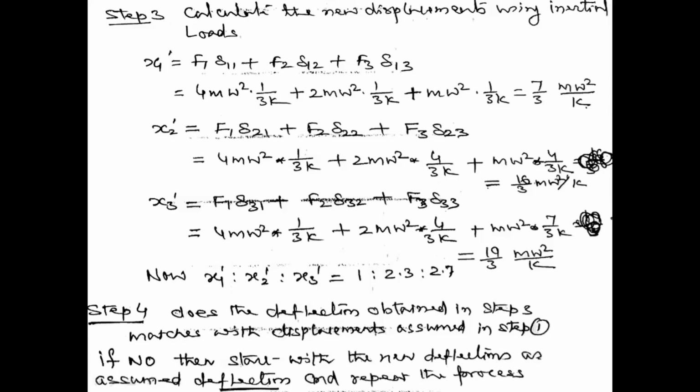So what we need to do is go back and repeat the process again. But now, in the next iteration, we start with the assumed deflection as 1 raised to 2.3 raised to 2.7. So the new values x1 dash is taken as 1, x2 dash is taken as 2.3, and x3 dash is taken as 2.7. Okay, so we start the new iteration with the calculated value of new deflection as the initial values of assumed deflection.